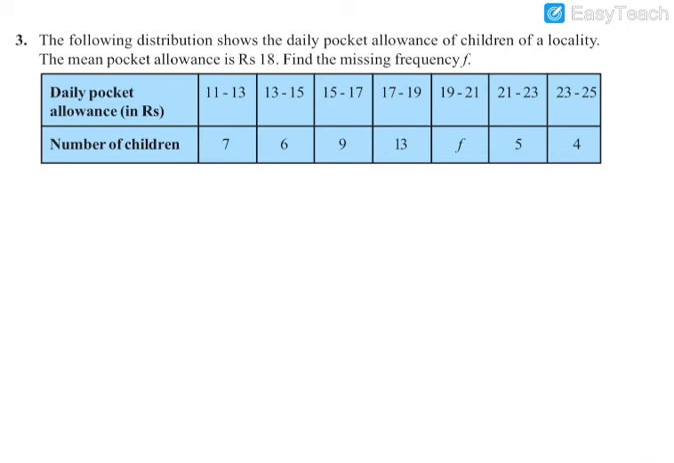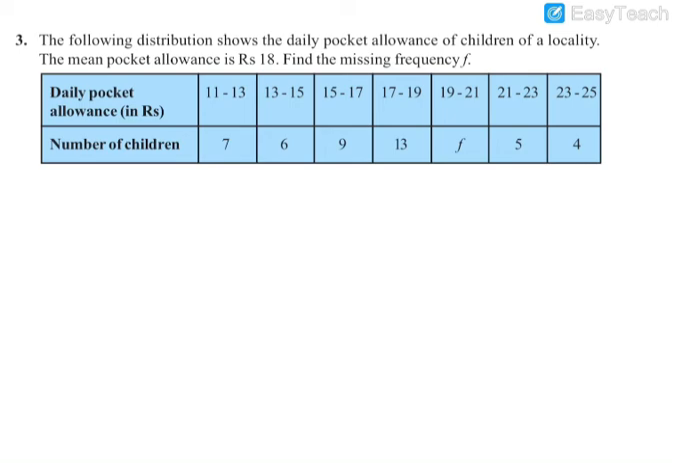Question number 3. The following distribution shows the daily pocket allowance of children of a locality. So the first column is showing the class intervals or the groups into which this pocket allowance is divided. And the second column shows the frequency, that is the number of children getting these allowances. The mean pocket allowance is rupees 18. Find the missing frequency.